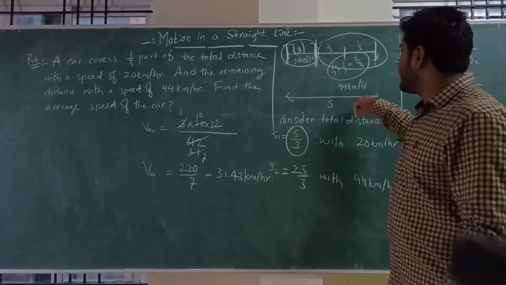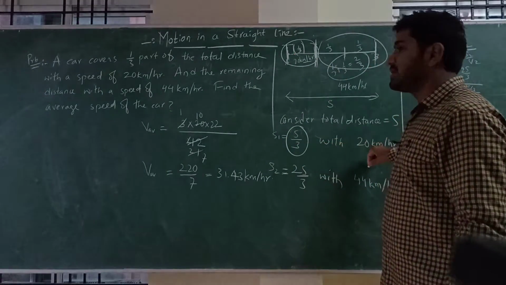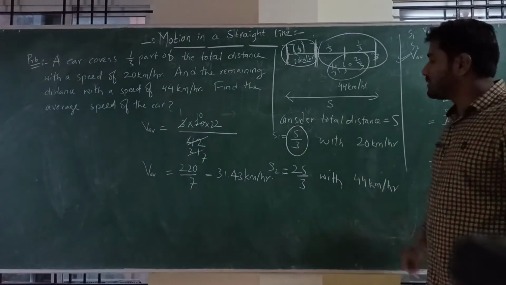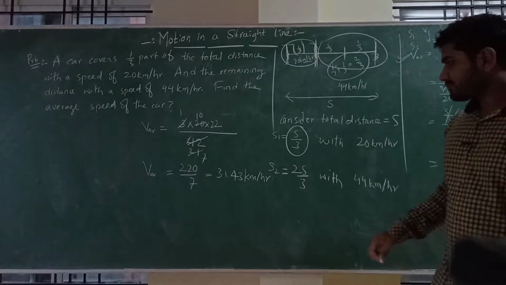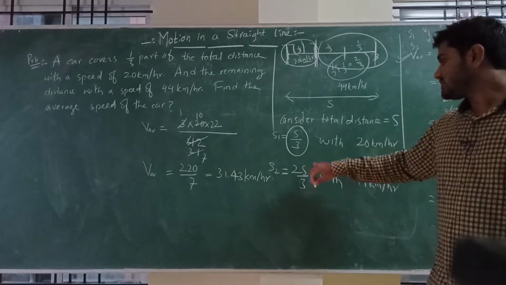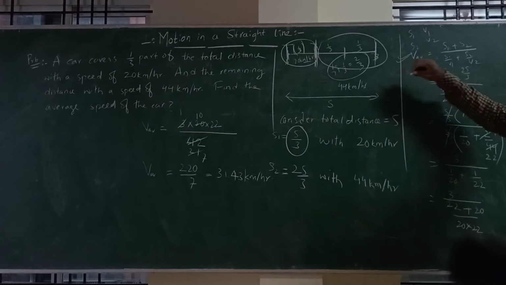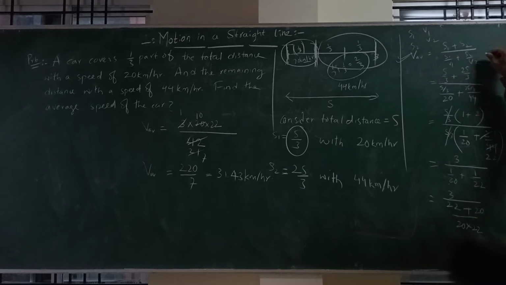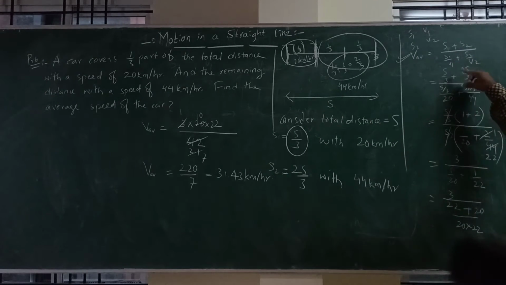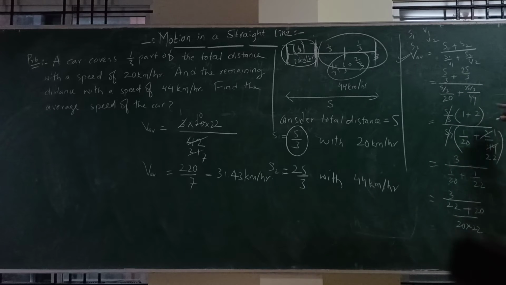So if I am taking S as the total distance, S1 is equal to S by 3 with a speed of 20 km per hour, and S2 is equal to 2S by 3 with a speed of 44 km per hour. S1 is not equal to S2, so we have one formula to calculate the average speed: average speed is equal to (S1 plus S2) divided by (S1 by V1 plus S2 by V2). Just substitute: S by 3 plus 2S by 3, divided by S by 3 by 20 plus 2S by 3 by 44.